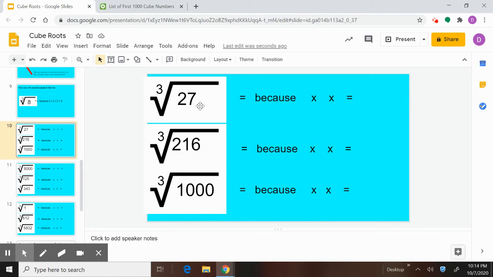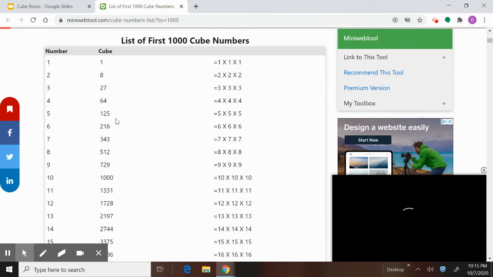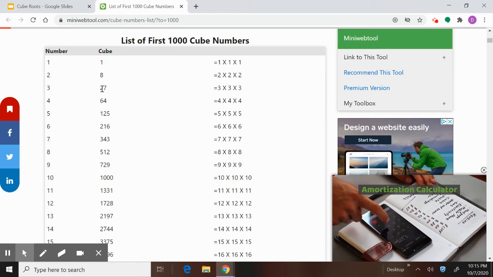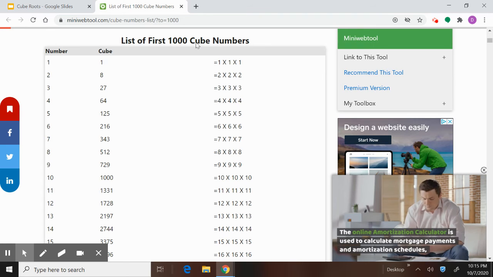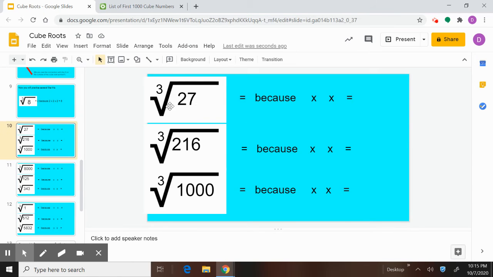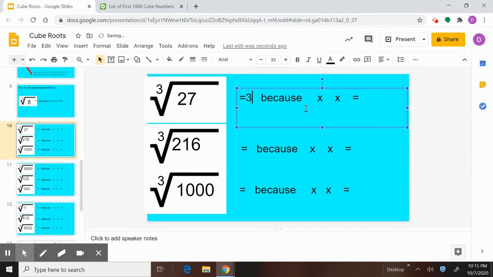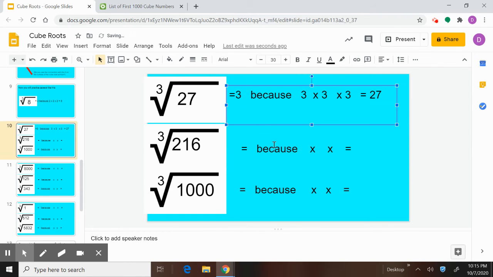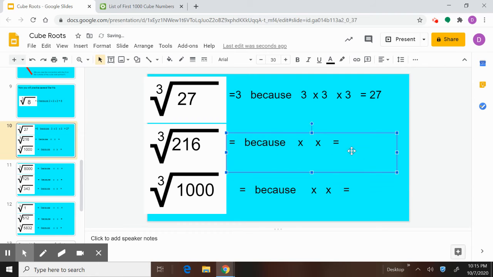Let me go back here. The cube root of 27. I might know the number times itself that equals 27, but if not, I have my handy dandy list here. If I go to 27, I look over here. It's 3 times 3 times 3. So the cube root of 27 is equal to 3 because 3 times 3 times 3 equals 27. I'm going to move that over a little bit just so you have more room when you're doing yours.